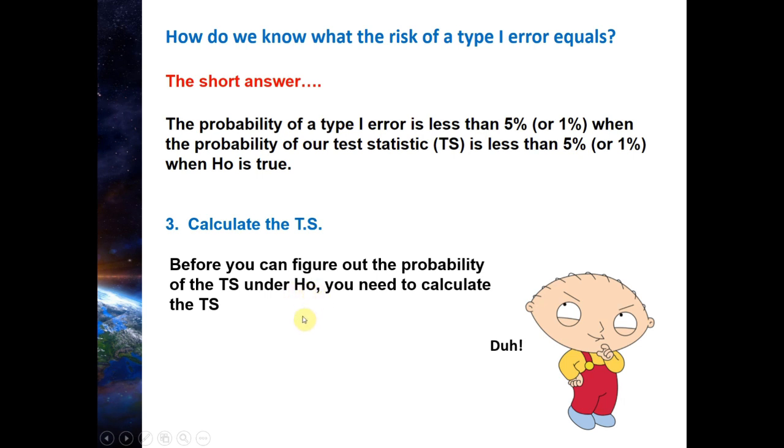Now, don't back up. You might be saying, I don't understand. Maybe I missed something. No, you haven't missed anything. In the next slide, I'm going to show you what the distribution of H0 looks like, and I'm going to show you how to figure out the probability of this. Okay, so just bear with me.